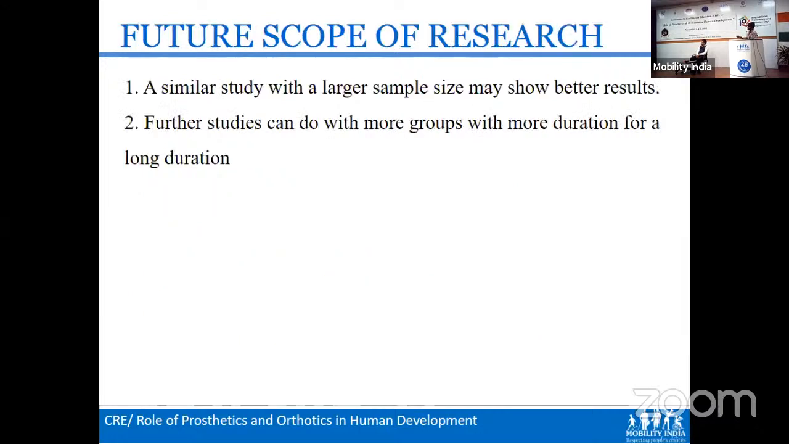The future scope of the research: a similar study with a larger sample size will give better results, and further studies can be done with more groups of different durations, as I did only 2 groups. If it is 3 or 4, we will find the exact duration for the gait training. If bulk patients come to your center, it helps to provide a schedule and gives a clear idea of how much time the gait training will take, and it will help the prosthetist and physiotherapist to treat them for gait training.